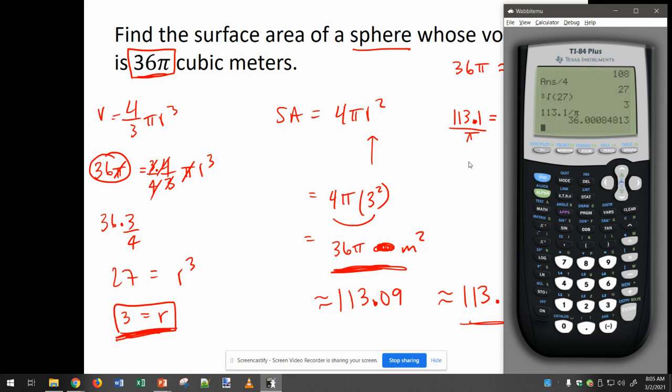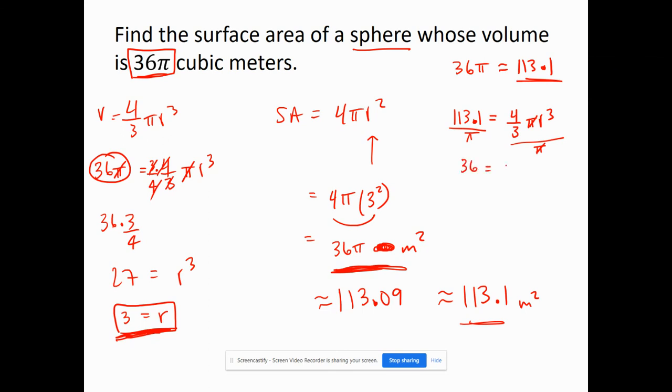So most of you are probably going to write down 36 equals 4/3 r cubed, because we canceled the pi out. Now we can multiply by the reciprocal like we did before. 36 times 4/3 is equal to r cubed. And we just did that over here. 36 times 3/4 is 27. And then we can take the cube root and see that r is 3. So just a little bit different version of the same problem.